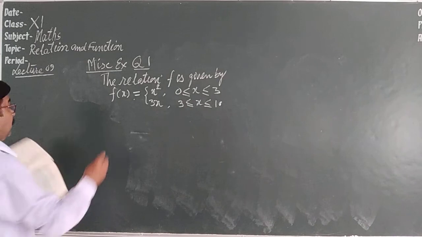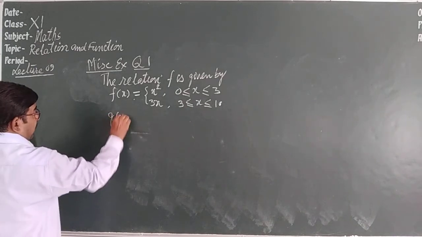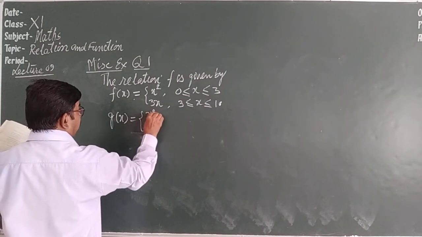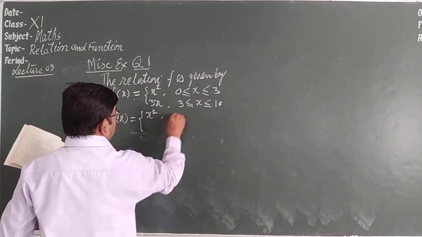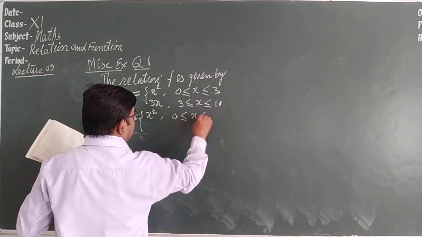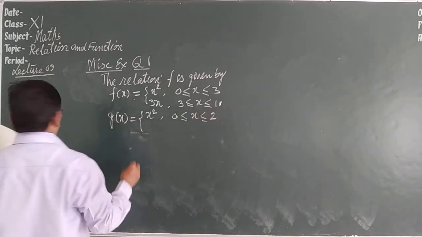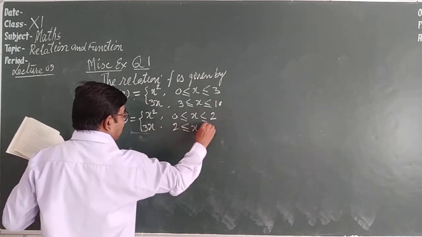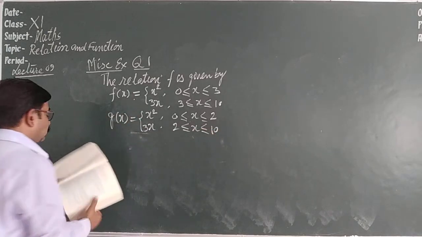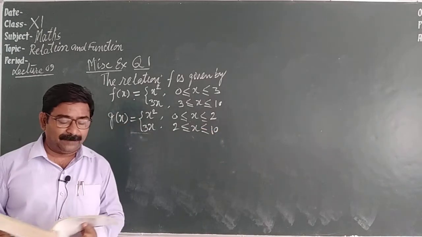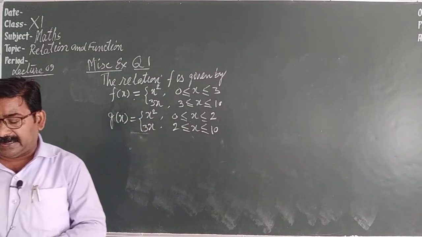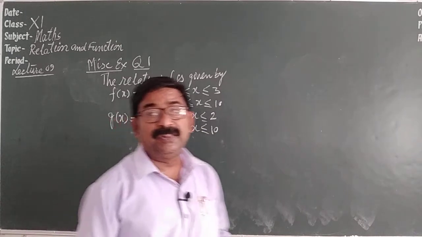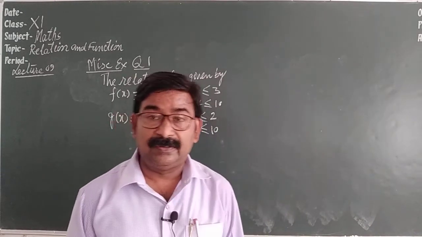One more relation, g(x), is given. This is x square, where 0 is less than or equal to x is less than or equal to 2, and here 3x, where 2 is less than or equal to x is less than or equal to 10. Got it? Now we have to show that f is a function and g is not a function.